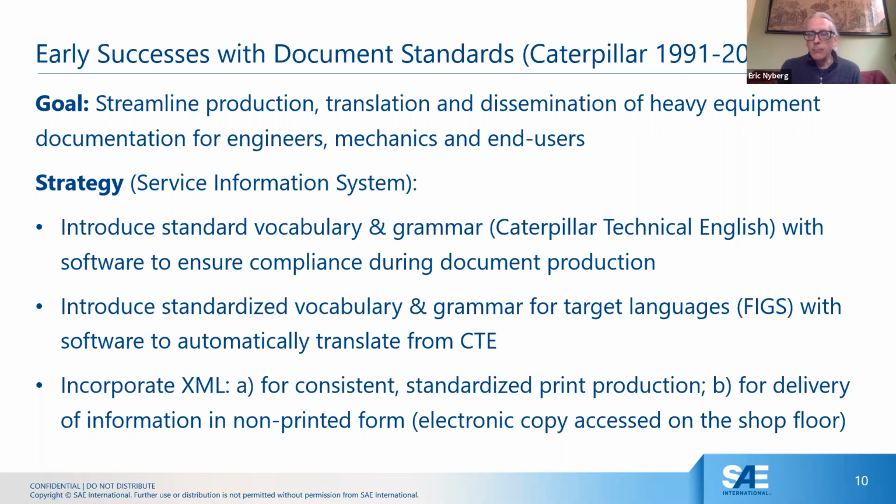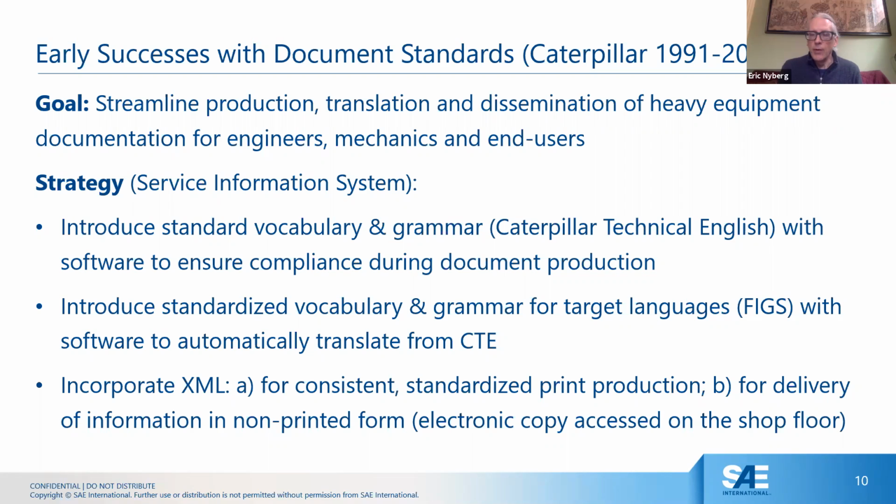This was also the time when companies first started moving away from markup languages that were only for print production to languages like SGML, which was the precursor of XML, which essentially allows you to tag for content rather than tagging for markup. This allowed Caterpillar to do two different things. They were able to achieve consistent, standardized print production, but they could also use exactly the same tagged format to deliver the information in a variety of non-printed forms.